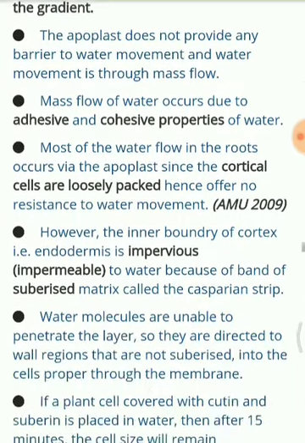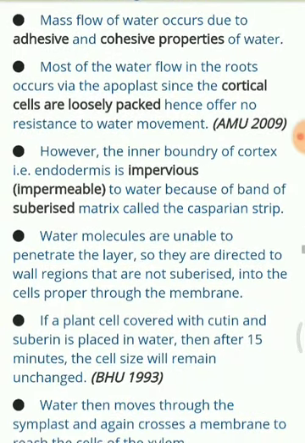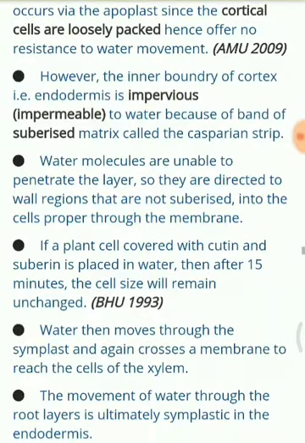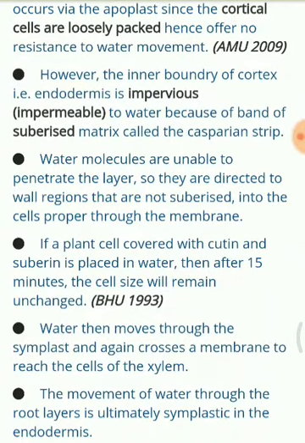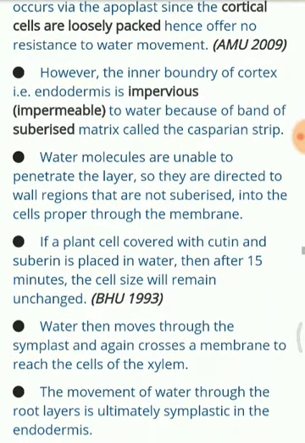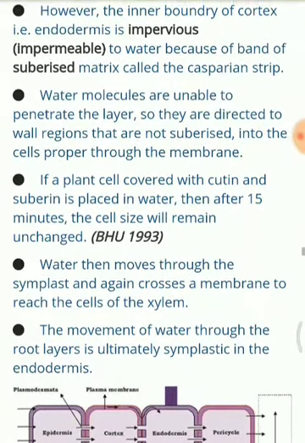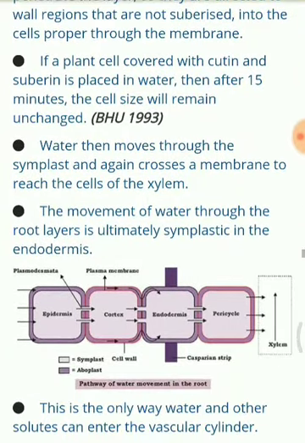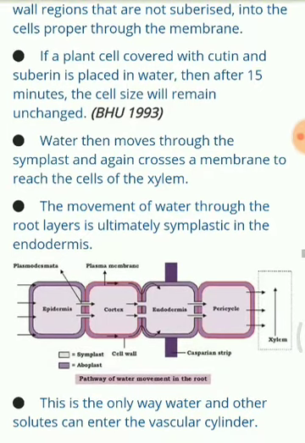However, the inner boundary of the cortex, that is the endodermis, is impermeable to water because of a band of suberized matrix called the Casparian strip. Water molecules are unable to penetrate the layer, so they are directed to wall regions that are not suberized, into the cell proper through the membrane. If a plant cell covered with cutin and suberin is placed in water, then after 15 minutes the cell will remain unchanged. Water then moves through the symplast and again crosses the membrane to reach the cell of the xylem.